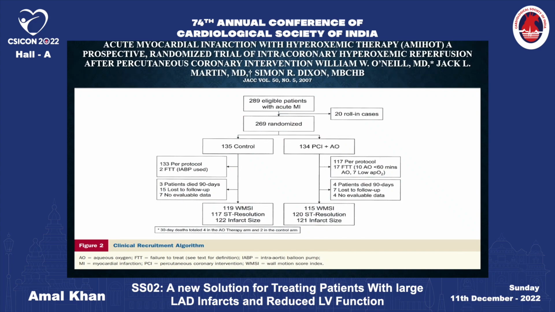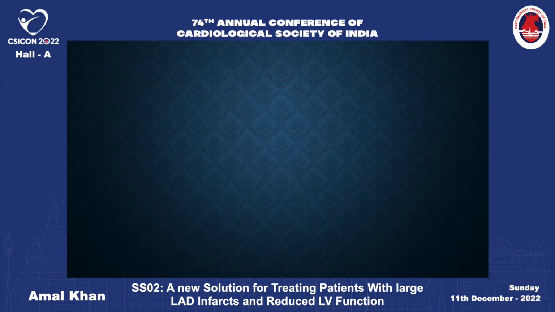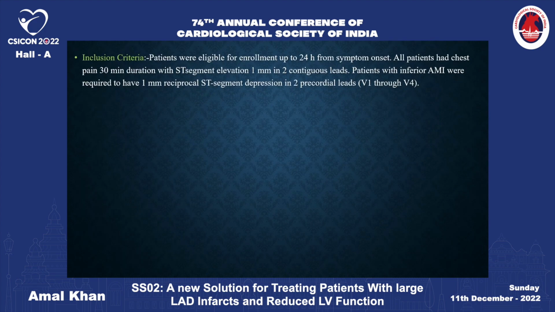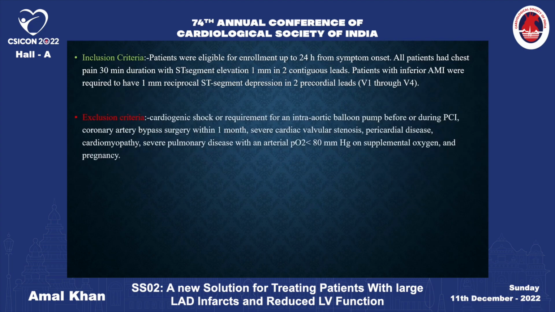There are some trials also on that, but that was not very successful. So these are the patient designs, how they randomized the patients in the AMIHOT trial in the very beginning. The inclusion criteria was eligible for all patients who have chest pain of 30-minute duration, ST segment elevation of 1 millimeter in two contiguous leads, or patients with inferior MI also are included.